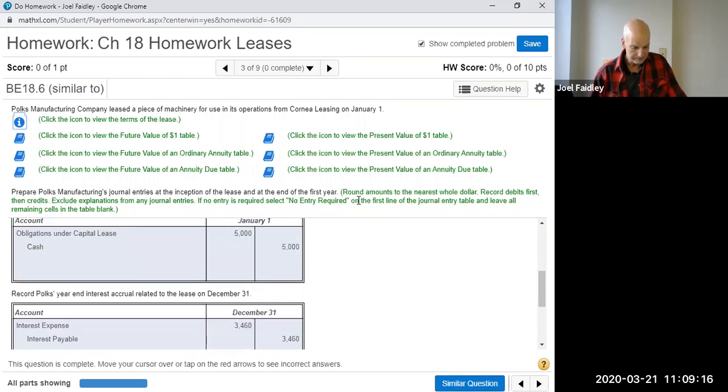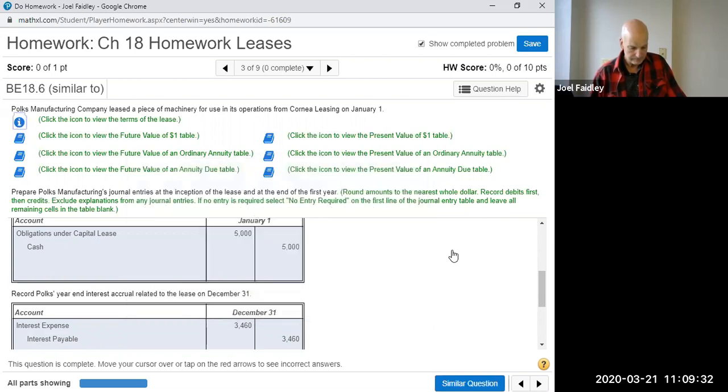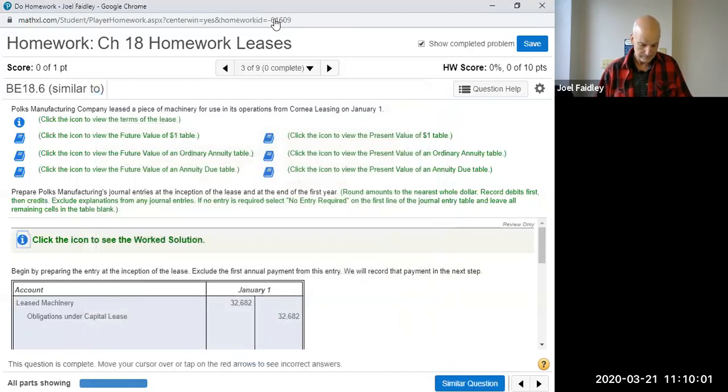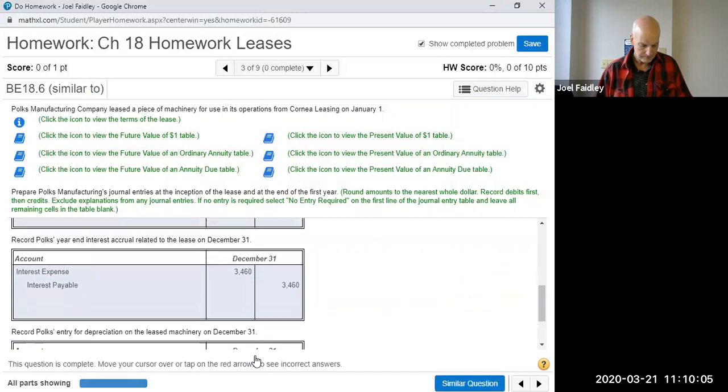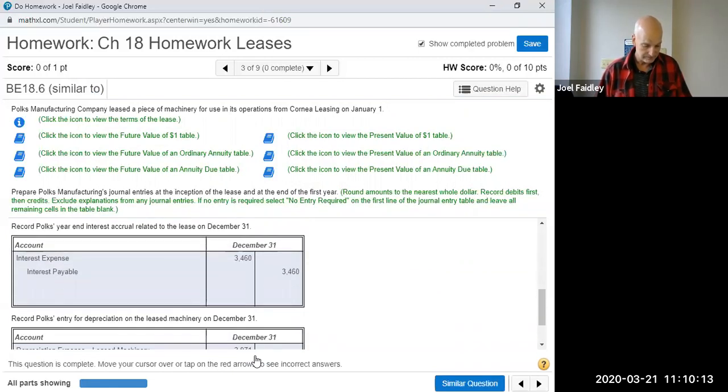My interest expense is going to be 12.5%, 11 year, 12.5%. Right there, 32,682 minus 5,000 times 12.5% is 3,460. Go back over here to this other table. Interest payable, but they're not making the reduction, are they, till the next day? Actually, they don't even show that they're due, do they? 3,460.